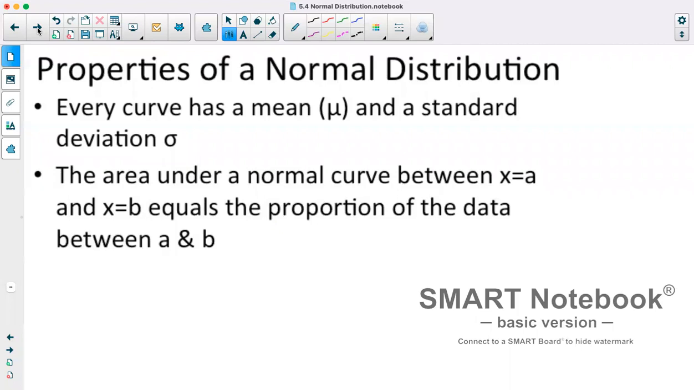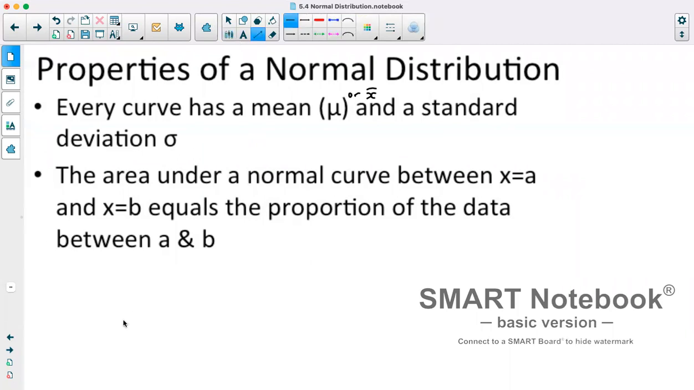Okay, so properties of a normal distribution. So every curve has a mean, which is represented by mu, or we can use the x with a line over it, and a standard deviation, this. The area under a normal curve between A and B equals the proportion of the data between A and B.